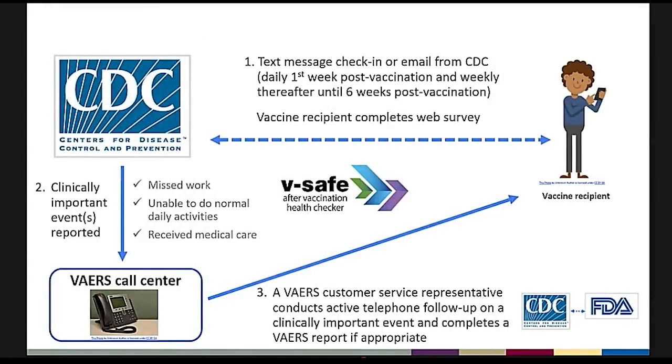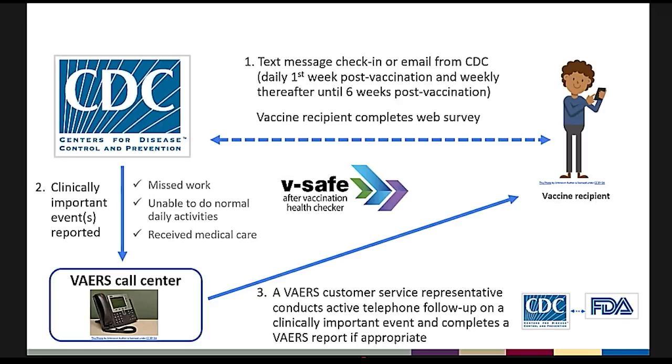This is a very high-level schematic. So you can see CDC and the vaccine recipient up there on the top. There is this bi-directional communication where we're sending out these text messages for these health check-ins with links to web surveys. Individuals are sending information back to us on their post-vaccination experience. If an individual reports having a clinically significant adverse event, which we define for the purpose of VSafe as the individual missed work, wasn't able to do normal daily activities, or received medical care, that triggers events at the VAERS call center where they will contact that individual and complete a VAERS form if appropriate.